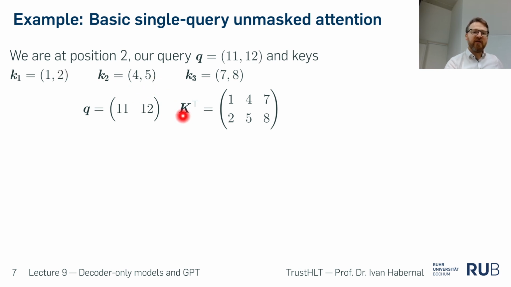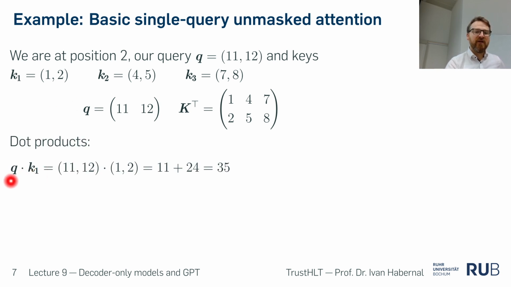So we have the query, and then we have the keys. If we transpose the K matrix, we get these 3 vectors now as columns. So 1, 2 is the first column here, 4, 5 is the second column, 7, 8 is the third column. And we can compute the dot products for the query with each of these, or basically multiply this vector by this matrix to get the dot products. So let's take the first one. Q dot product with K1 is 11 times 1 plus 12 times 2, which is 35. Okay, so we computed this dot product. And analogously, it's basically row by matrix multiplication.